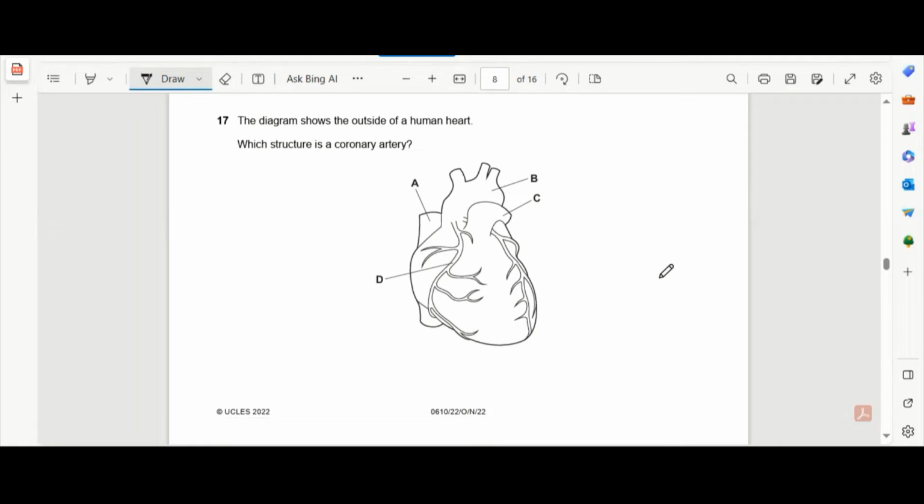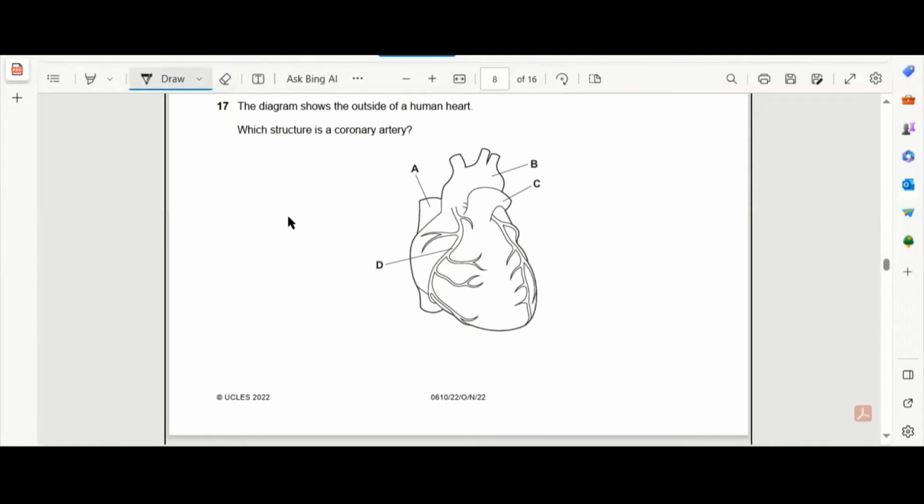17. The diagram shows the outside of a human heart. Which structure is a coronary artery? The answer is very obvious. It's D. I'm sure you have seen a diagram of a heart before. So this is the coronary artery, the one which is seen as branching off throughout the heart structure.